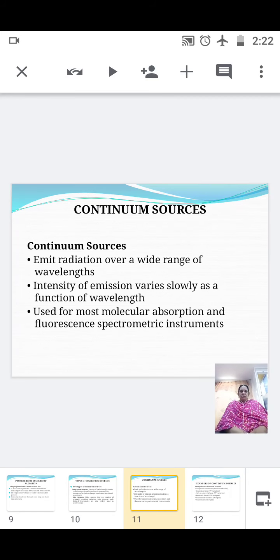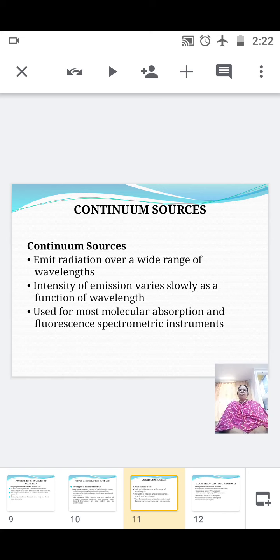Continuum sources emit radiation over a wide range of wavelengths. The intensity of the emission varies slowly as a function of wavelength. These are the characteristics of continuum sources.